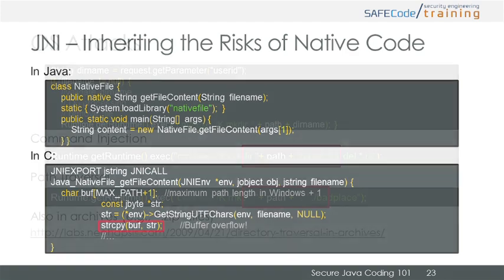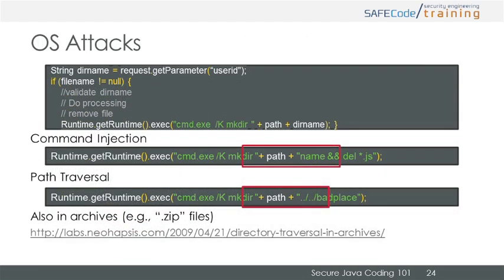The common types of problems affecting the environment the Java application is running in are command injections and file path traversal. In both of these attacks, unvalidated parameters are passed to the underlying OS, as shown in the slide. Please see the Injections 101 course for more information on command injection.